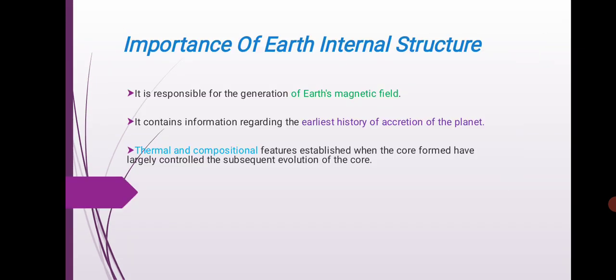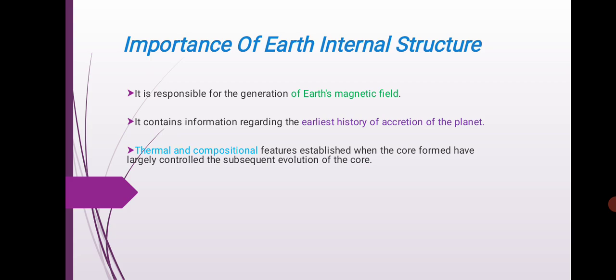Next we see the importance of the earth's internal structure. It is responsible for the generation of the earth's magnetic field. As we know, there is the inner part, then the mantle, and then the crust. At the mantle and the inner part, the seismic waves are at maximum, and as they move from the inner to the outer part, their velocity or intensity decreases. So this movement of seismic waves is important for the creation of a magnetic field.